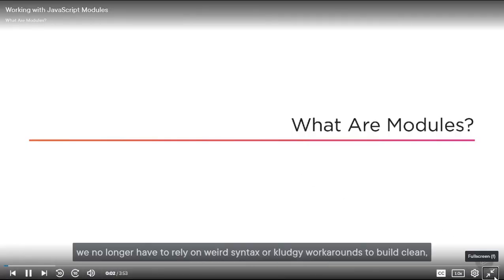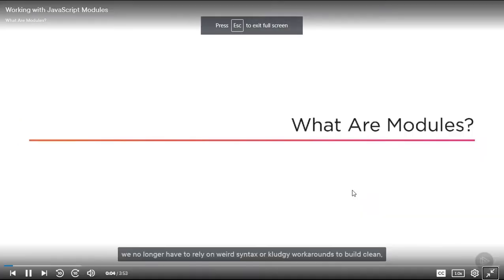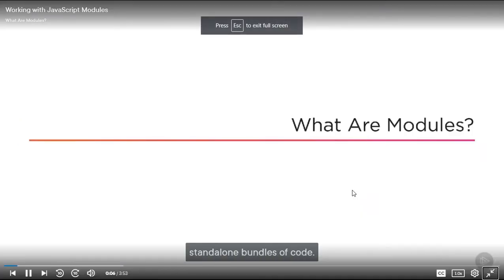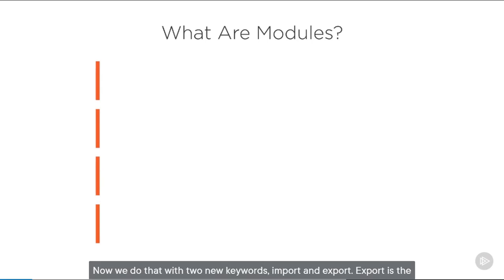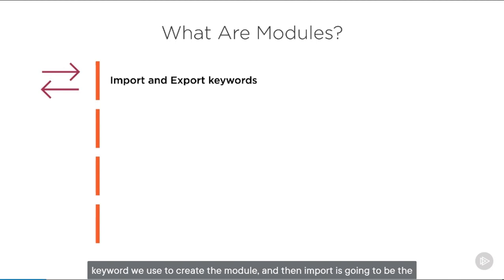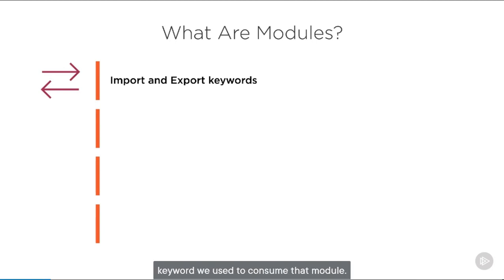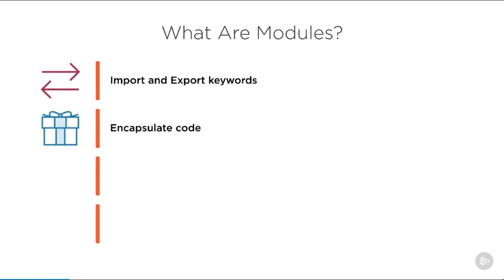Luckily for us, we no longer have to rely on weird syntax or kludgy workarounds to build clean standalone bundles of code. ES6 has introduced a mechanism that allows us to build modules natively in JavaScript. We do that with two new keywords, import and export. Export is the keyword we use to create the module, and import is the keyword we use to consume that module. So here's a hint, that's going to be module 3 and module 4 respectively of this course.